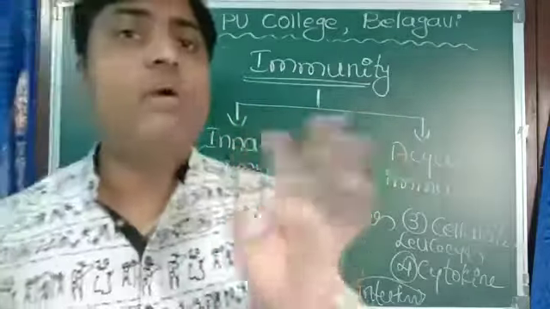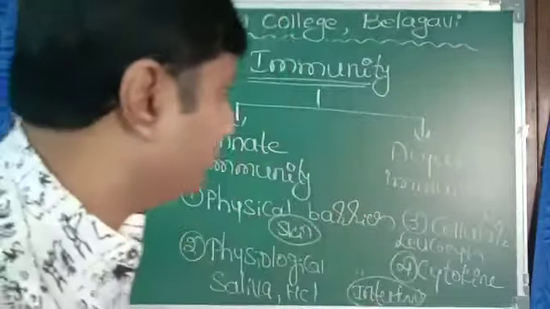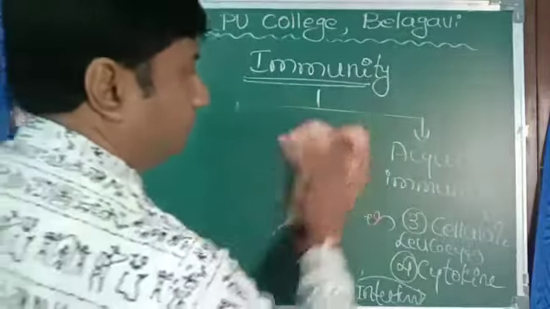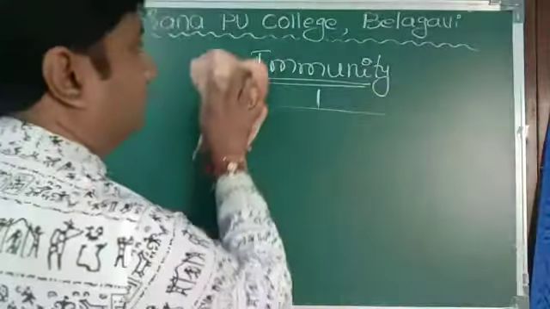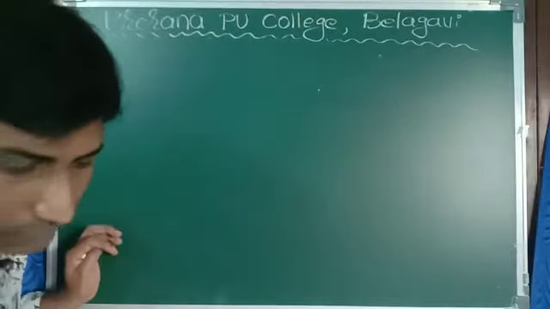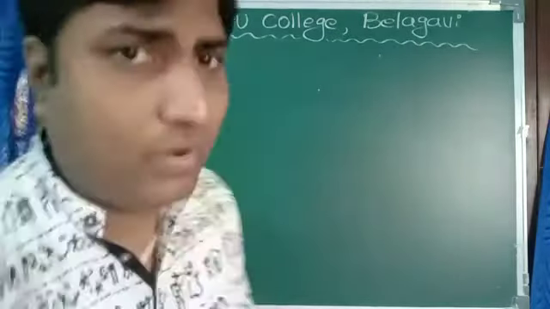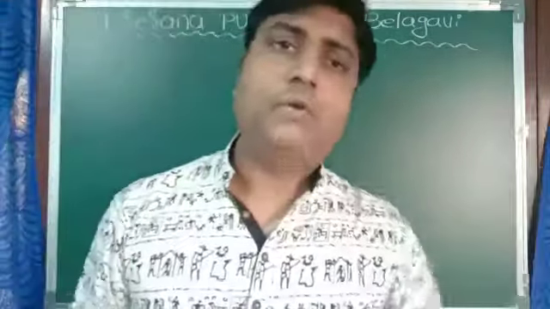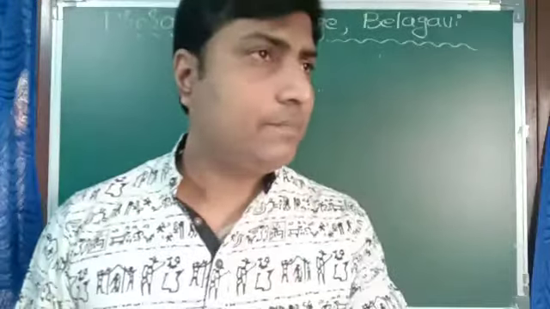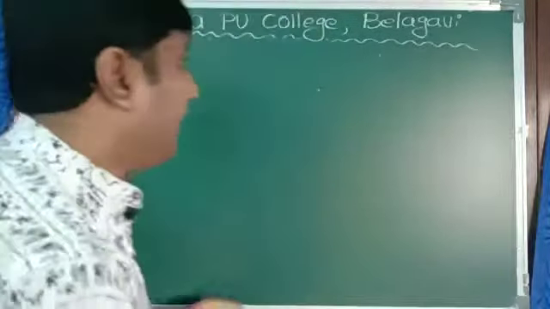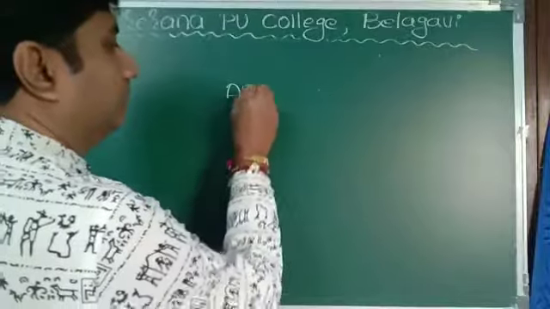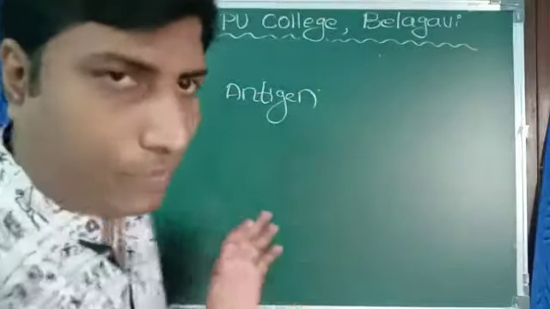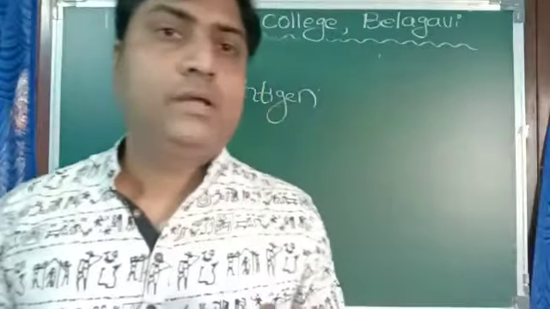Now what is that acquired immunity? Let us see what exactly happens in acquired immunity. Say a microorganism enters into our body. Say bacteria enters into our body, and that acts as an antigen. That is called an antigen. It enters into our body, maybe in the blood or anything.